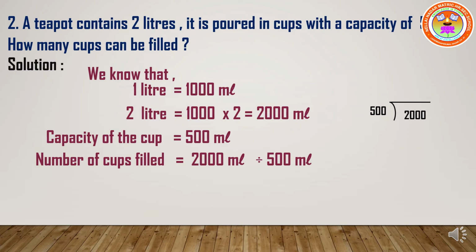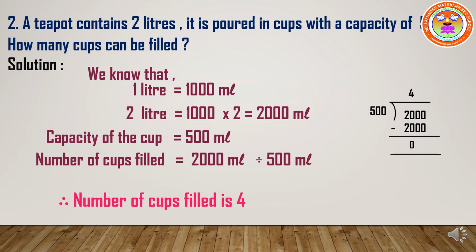500 into 4. We know that 5 fours are 20. So 500 into 4 will be 2000. Now let us subtract. On subtracting 2000, we have 0. Now here the quotient is 4. Therefore, the number of cups filled is 4. Understood, children?